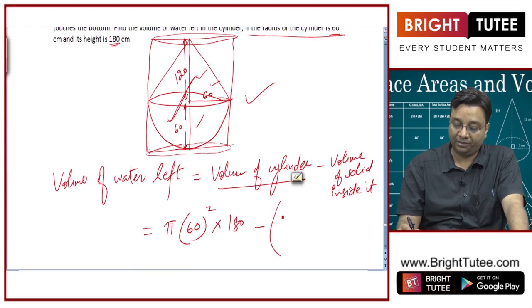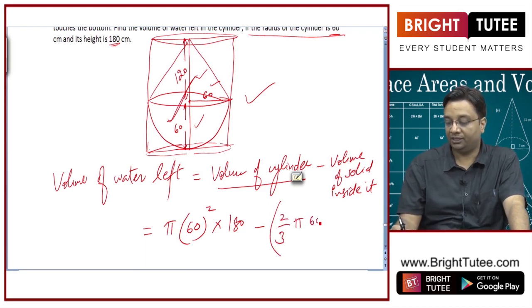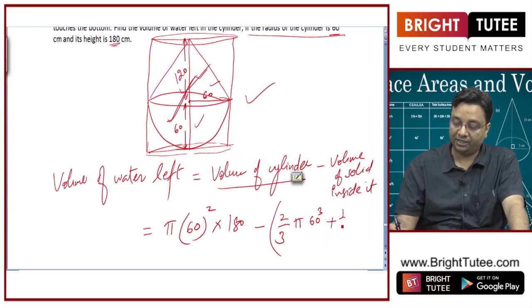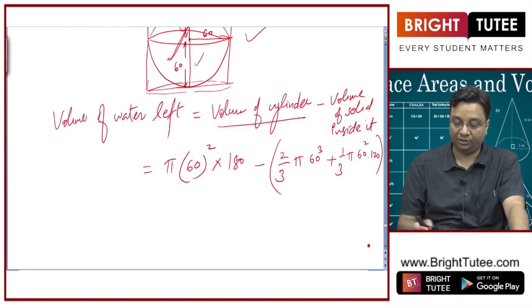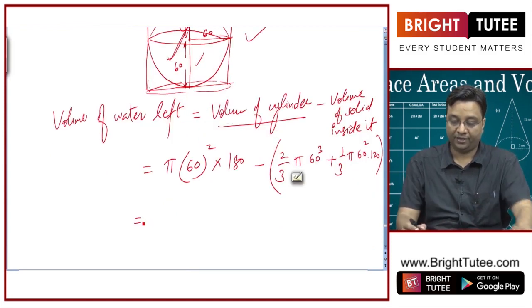Volume of this hemispherical part is 2 by 3 pi r cube, which is 60 cubed, plus volume of this conical part is 1 by 3 pi r square. So 60 square into h, which is height of this conical part, which is 120, right? So this is your answer, right? You just need to simplify this calculation.